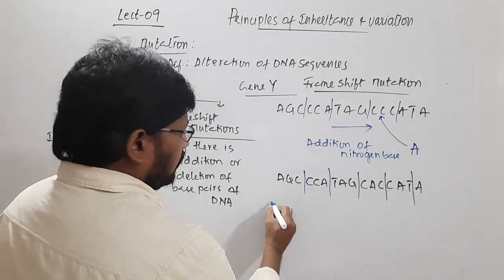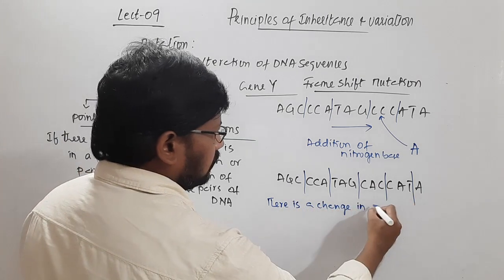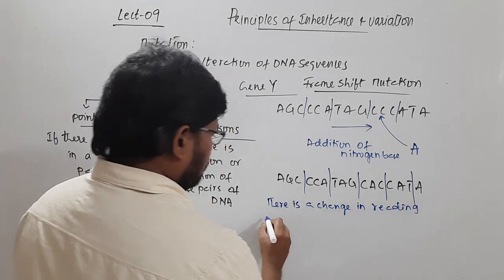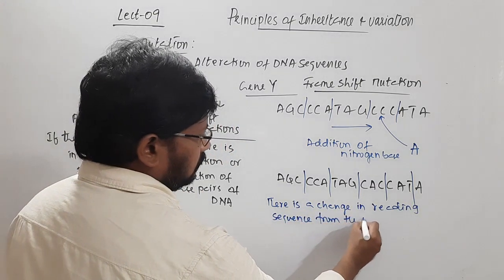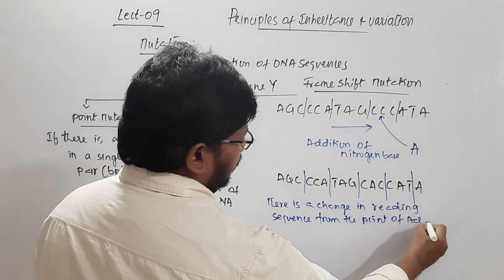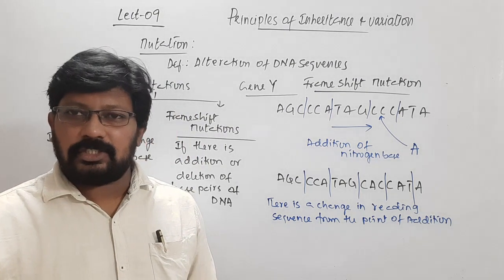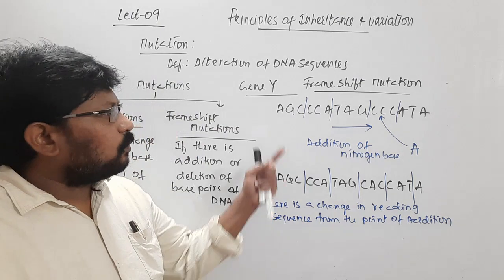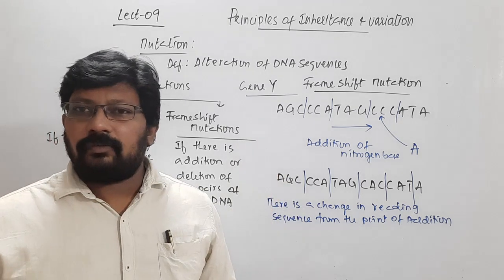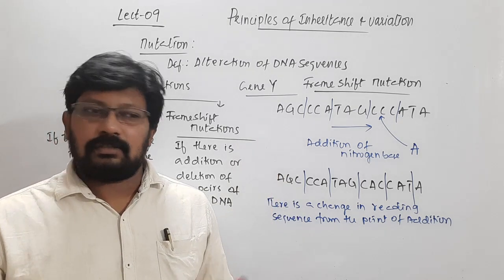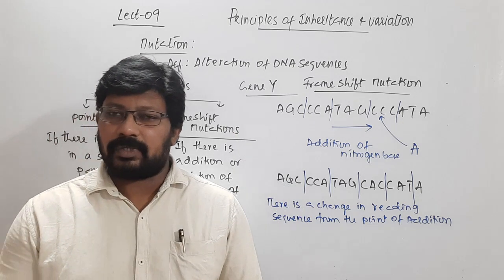So there is a change in the reading sequence from the point of addition. From that point of addition there will be a change in the reading frame. What do these three letters actually code for? These three nitrogen bases will code for one amino acid. That I'm going to discuss in protein synthesis in the next chapter, molecular basis of inheritance.